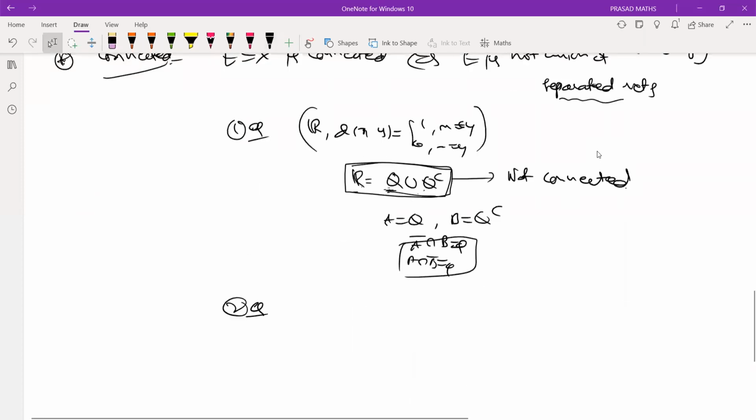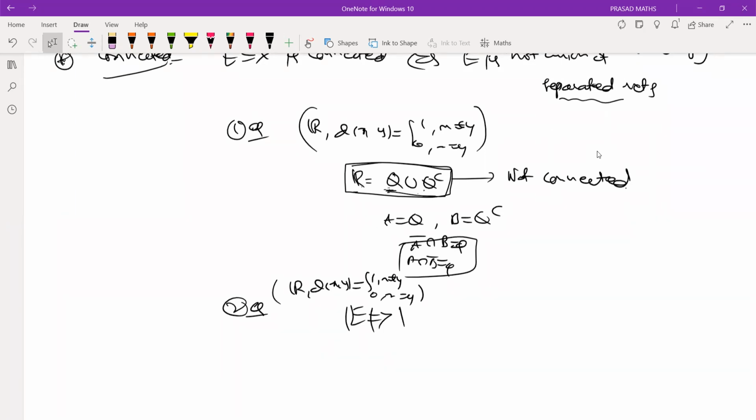Suppose you can take any set, not only this set, with respect to the discrete metric. You can take any set whose cardinality is at least two, bigger than one. It is always disconnected with respect to the discrete metric.